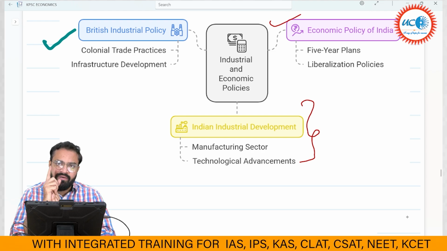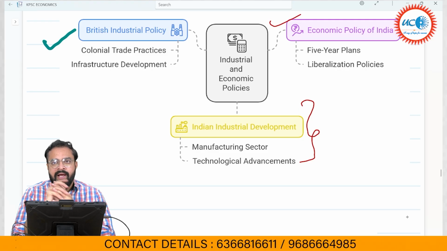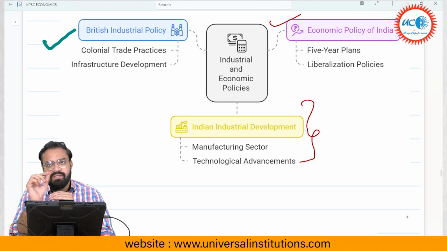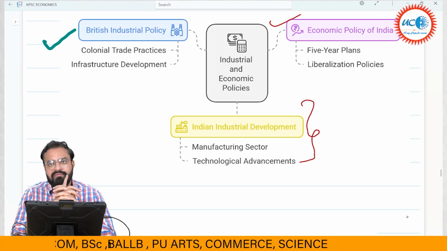British policy was, first and foremost, that India was a mere exporter of raw material. India was the destination for the finished goods.